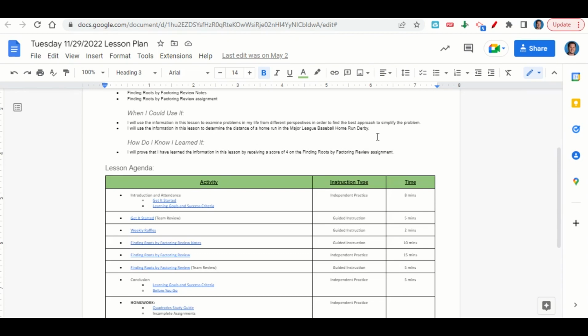And then I'll give you time to complete the Finding Roots by Factoring Review assignment. Once you've completed the assignment, we'll go over it together and answer any questions that you may have. At the end of class, we'll go back over our learning goals and success criteria while you fill out your Before You Go. Your only homework for tonight is to continue working on the quadratic study guide and any incomplete assignments that you may have.